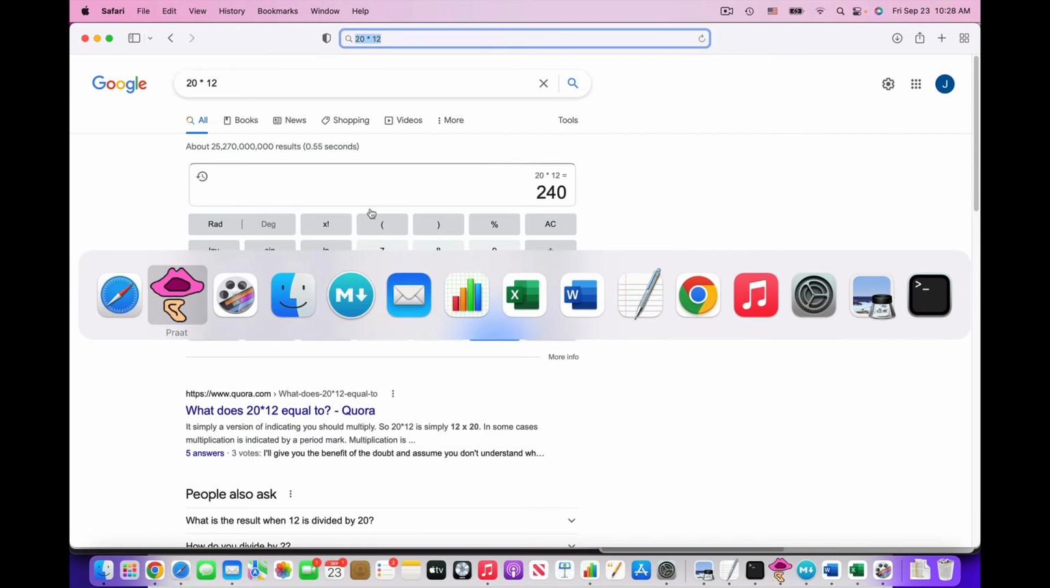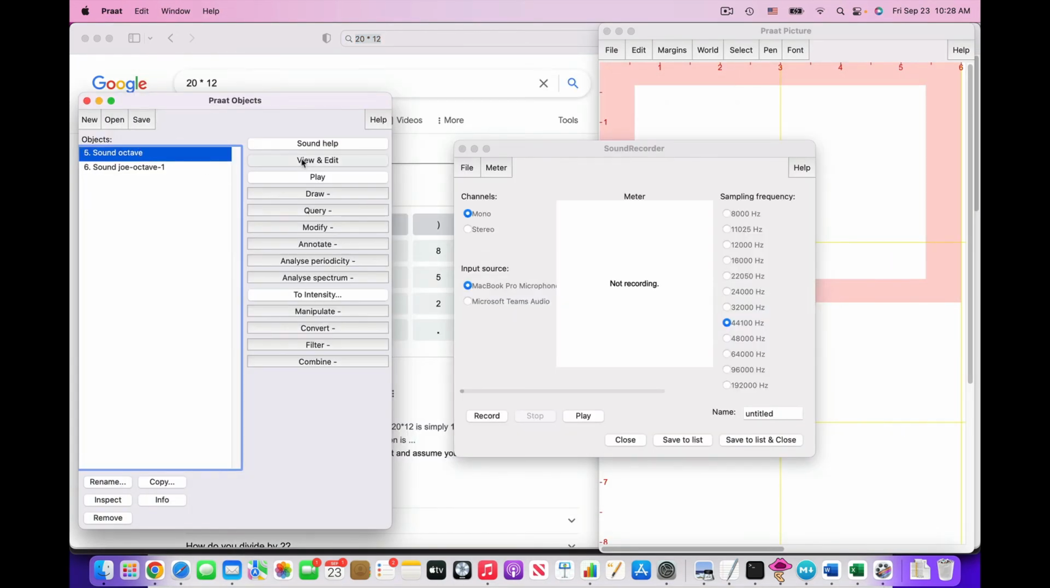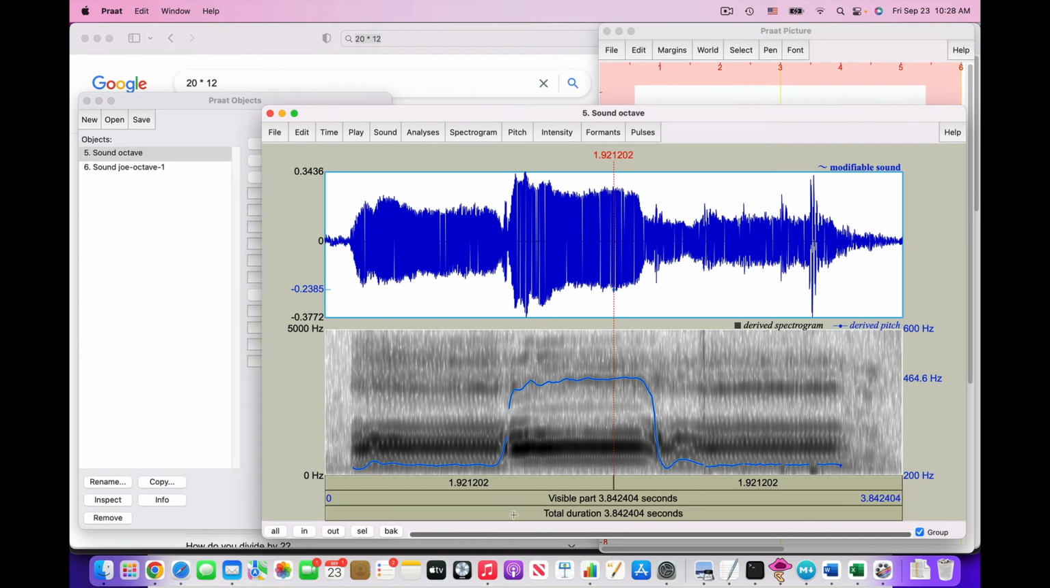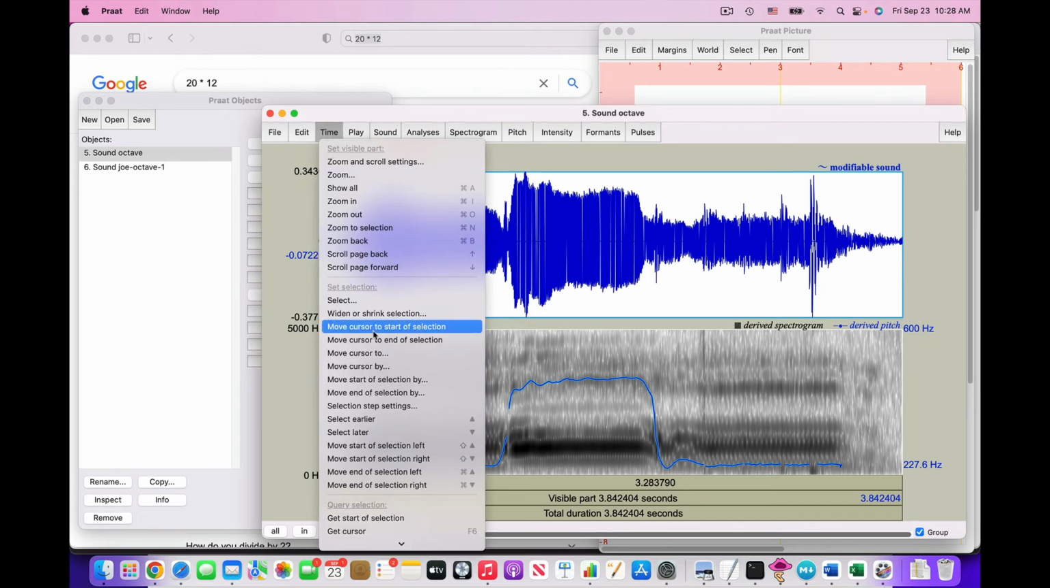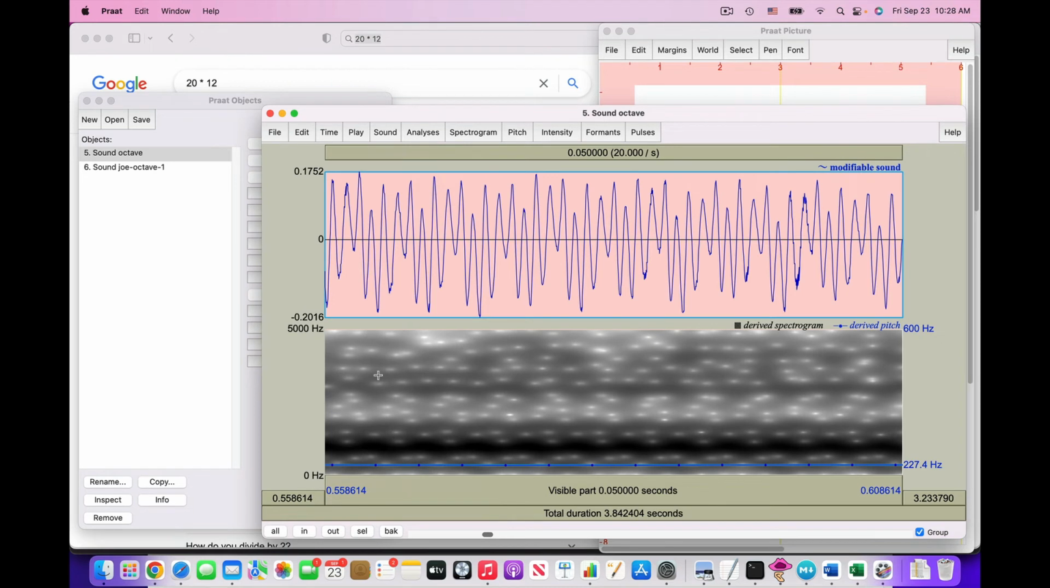Okay, now let's look at the other example that I have loaded up here. And we'll listen to it first. You can hear that this one is much higher. Let's first do our measurement here. So select a point. Move end of selection by 0.05, that's a 20th. Take a look at that section.